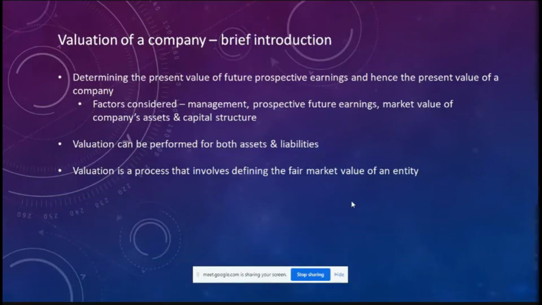Now they've taken a step further. What PEs and VCs do, they are also investors in your company, but they are more active investors. For example, today I have, let's say, 1000 shares of Reliance. However, I am not going to go and run Reliance Industries. But when a private equity or a venture capitalist buys a stake in your company, they also participate in your running affairs.